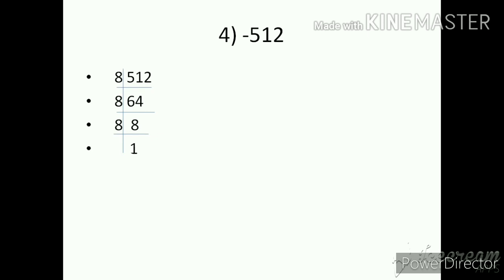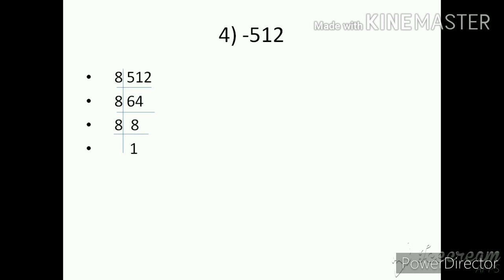Now question number 4. Minus 512. 512 is the cube of 8, children. So this number is divisible by 8. 8 sixes are 48. So 3 remains. So 3 and 2, 32. 8 fours are 32. So you get 64. Now 64 again divisible by 8. 8 eights are 64. 8 ones are 8.